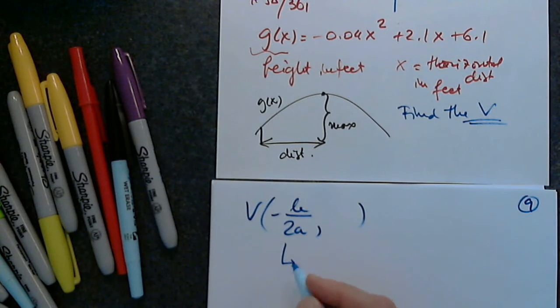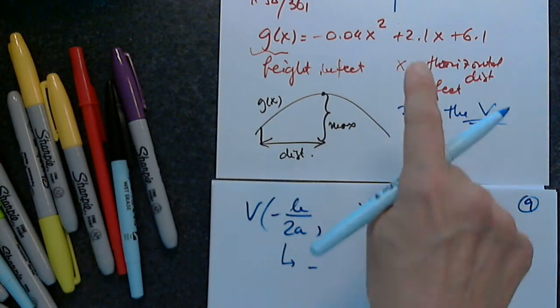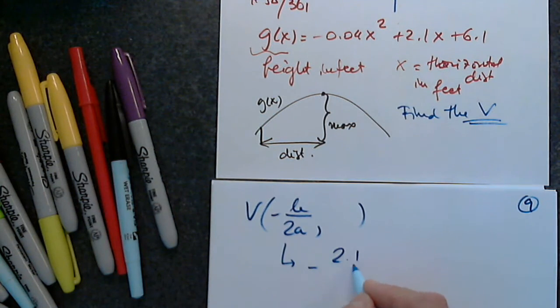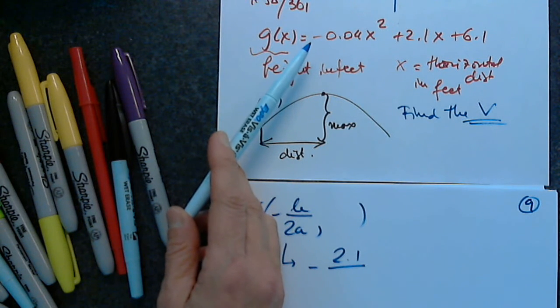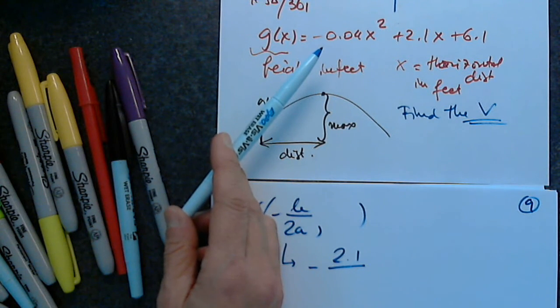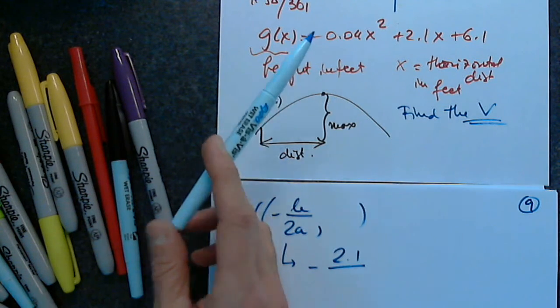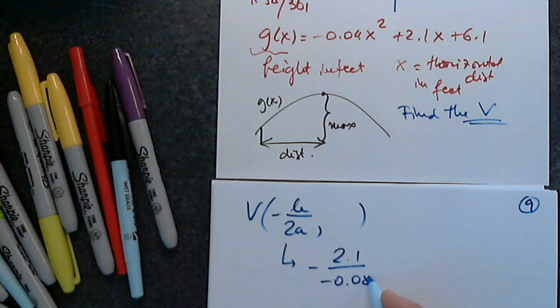Good. So this is negative. How much is b? Yes, but negative is outside, so 2.1 is b. And we divide by 2 times a. How much is 2 times a? Negative 0.08. Negative 0.04 times 2, negative 0.08. Very good. So you can use a calculator if you want.